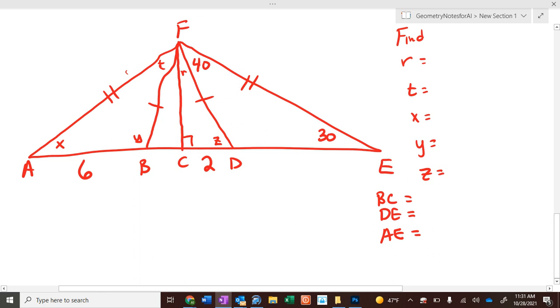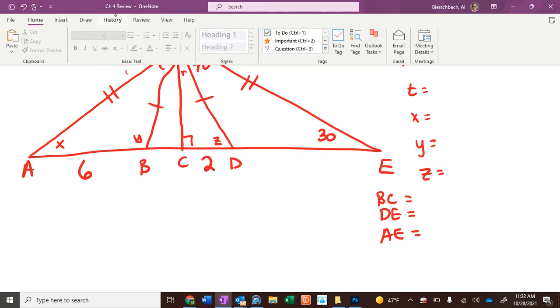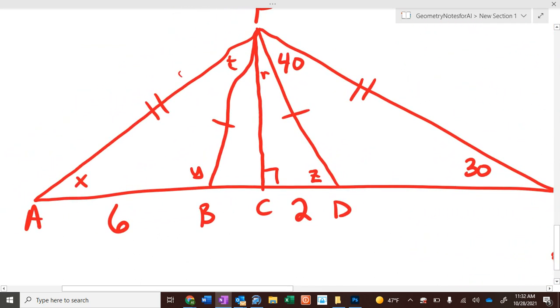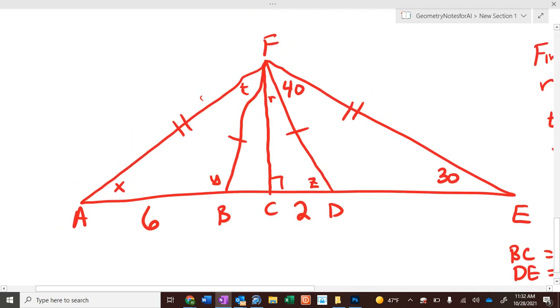Okay, here's a bunch of triangles. We want to find R, T, X, Y, Z, B, C, D, E, A, E. Okay, I want to find all those different things. You must be tired. All right, looking at this. I gotta move up. All right, F, E, A. That big old triangle is an isosceles triangle. If I know angle E is 30, then what else do I know? Angle A is 30. This is 30 down here.